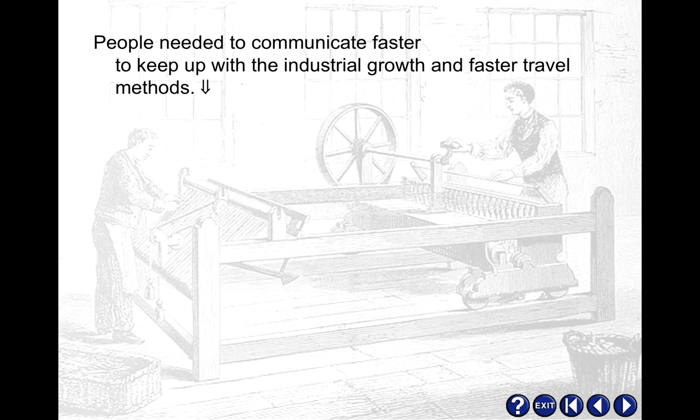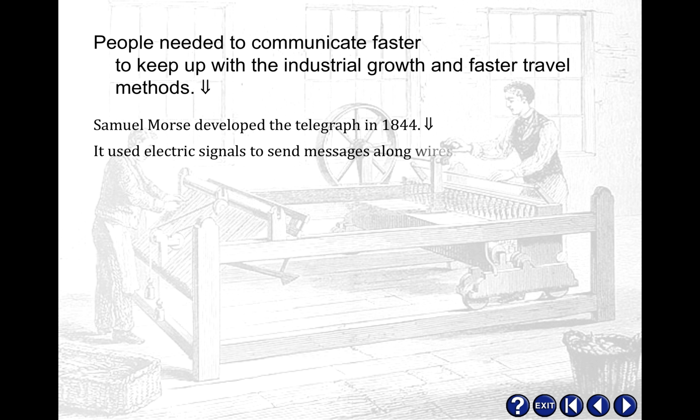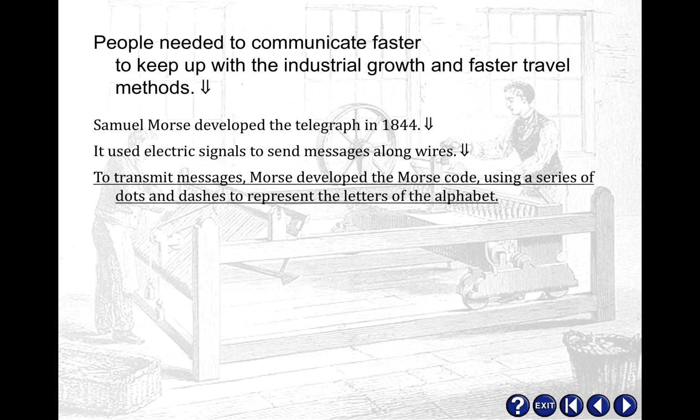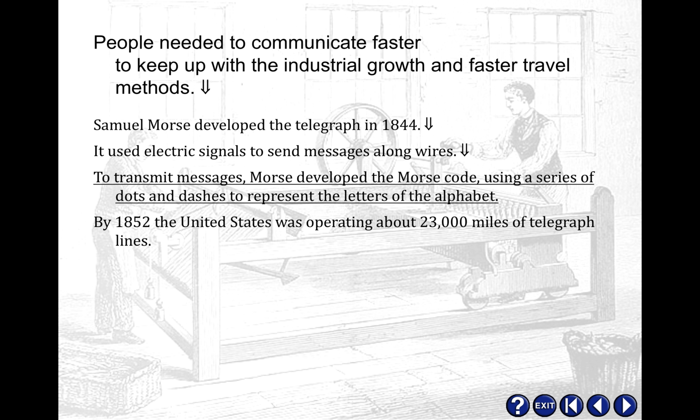Now, people needed to communicate faster to keep up with the industrial growth and faster travel methods. So Samuel Morse developed the telegraph in 1844, and it used electric signals to send messages along wires. What I have underlined is extremely important. To transmit messages, Morse developed the Morse code, using a series of dots and dashes to represent the letters of the alphabet. By 1852, the United States was operating about 23,000 miles of telegraph lines.